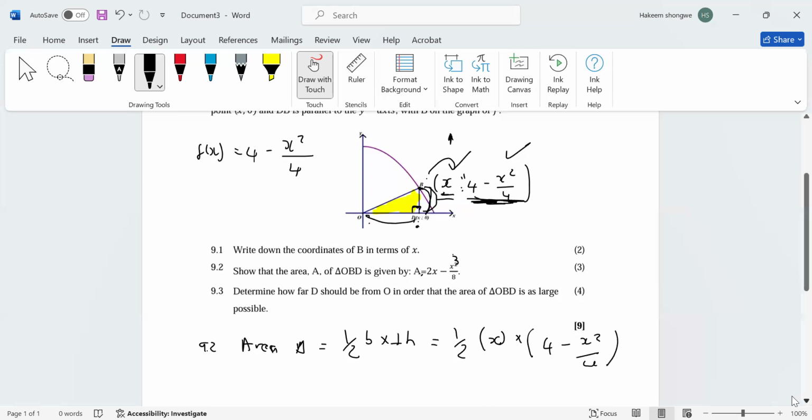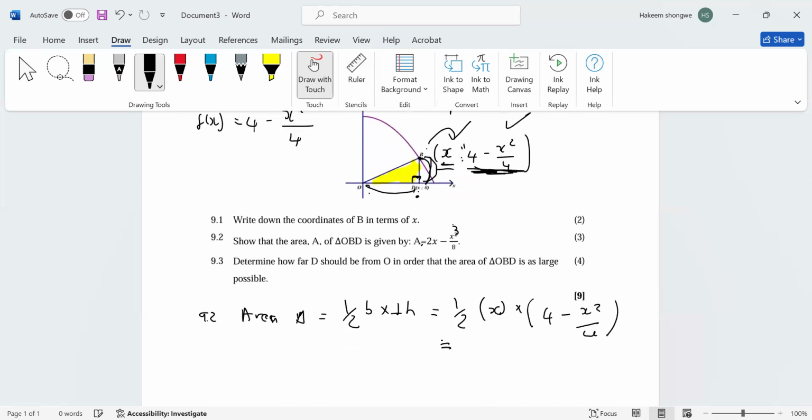Now, if you multiply, firstly, let's start with the x again. So what we're going to have is equivalent to half open bracket. Now, if you FOIL that, we're going to have x multiplied by 4, which is going to be 4x, and x multiplied by negative x squared over 4, which is going to be negative x cubed all over 4. Close bracket.